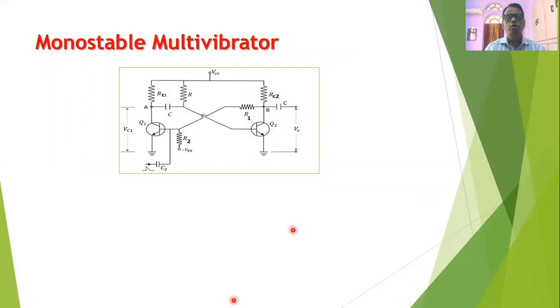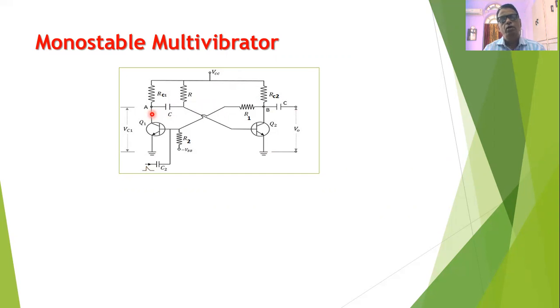Now let us go to the circuit diagram of monostable multivibrator. As shown in this diagram, this circuit consists of two active devices or transistors, Q1 and Q2. The emitter of both transistors is grounded. The collector of both transistors is connected to the collector resistances RC1 and RC2, and the other terminal of the collector resistance is connected to the positive VCC.